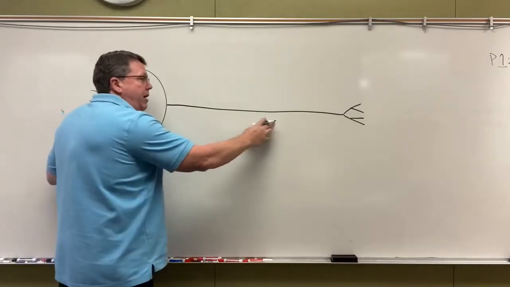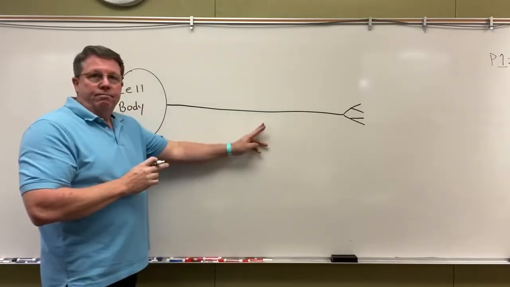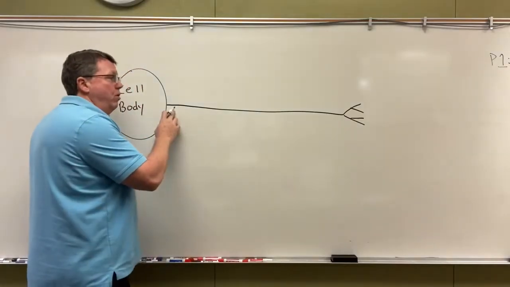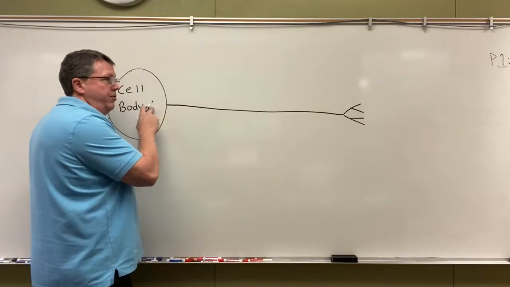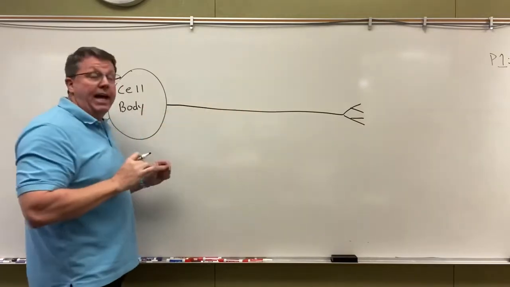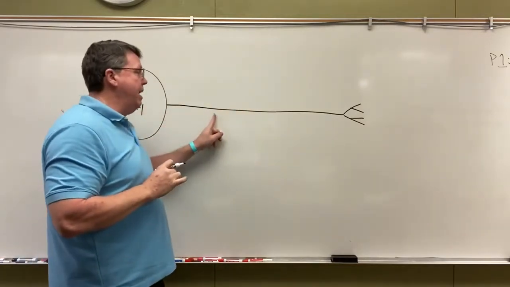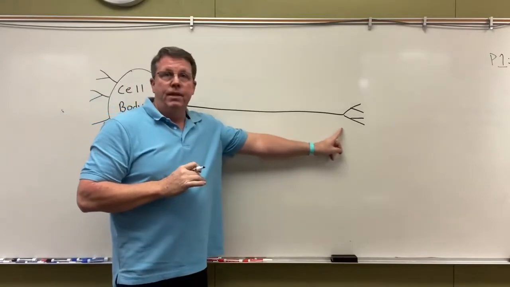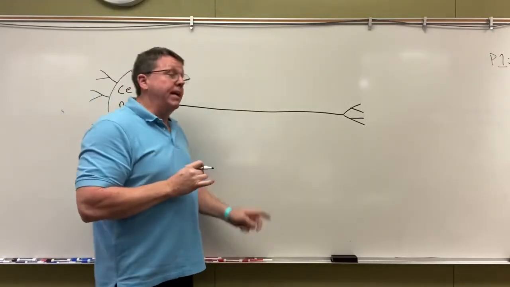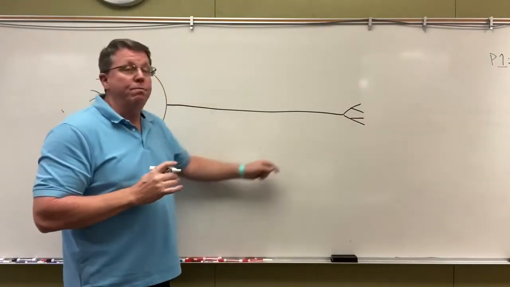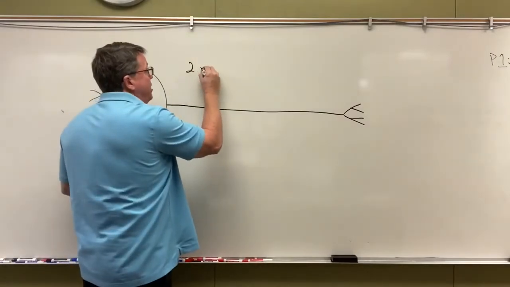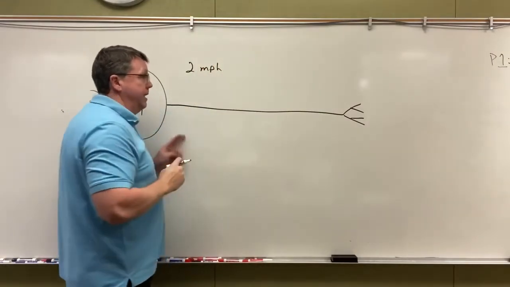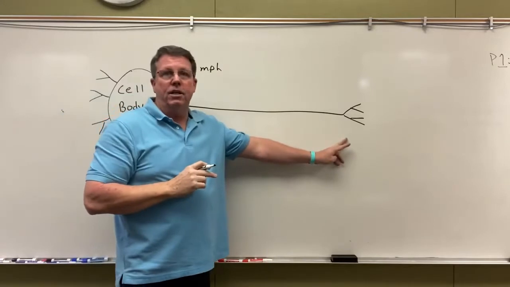This right here is an unmyelinated axon. So if I had a nerve impulse or electrical signal coming from the cell body that was to go down this axon, it would have to travel the whole way. Now, if it has to travel the whole way, this impulse moves at about 2 miles per hour. This is an unmyelinated axon.